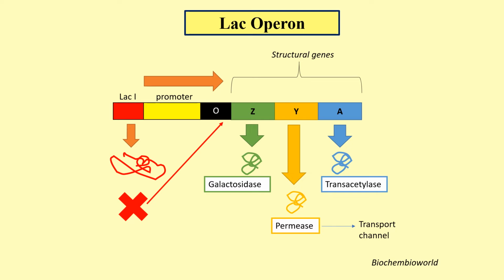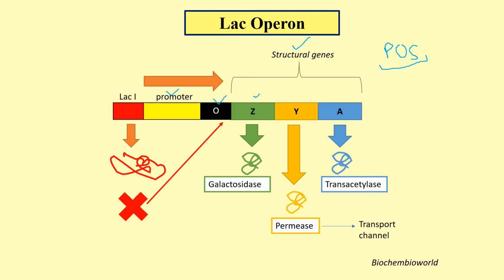Usually an operon consists of three things: first the promoter, the operator, and the structural genes. So there is a promoter, there is an operator, and there are three genes which are under this promoter, that is Z, Y, and A.